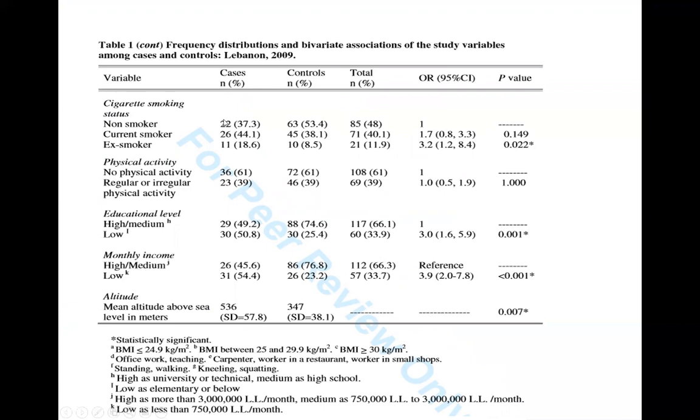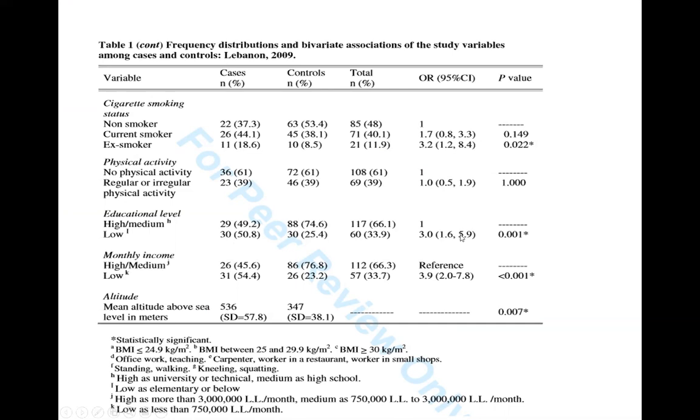And I can take one of them to illustrate. So I have OR. Since this is bivariate, therefore this is an unadjusted or crude OR. So I'll take this one. This means that ex-smokers have 3.2 times higher odds of having osteoarthritis and being a case compared to non-smokers. So they have higher odds, and this is significant. If I take another one, those who have a low educational level are at higher odds of having osteoarthritis compared to those with high or medium educational level, and this is significant.